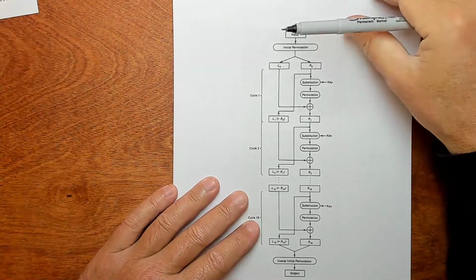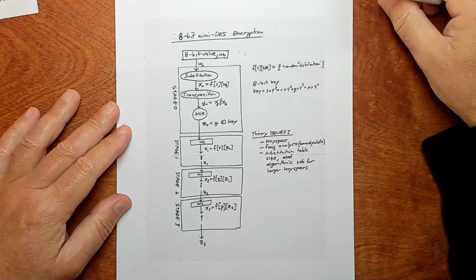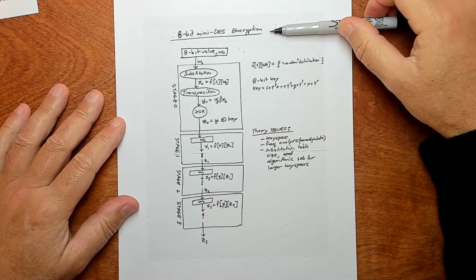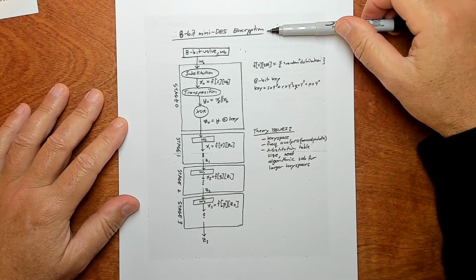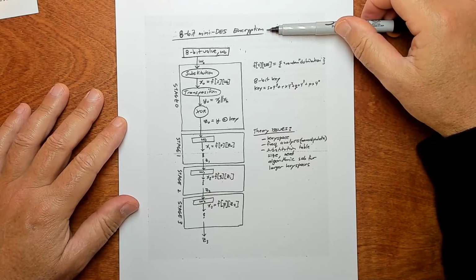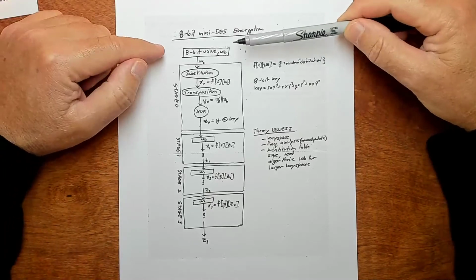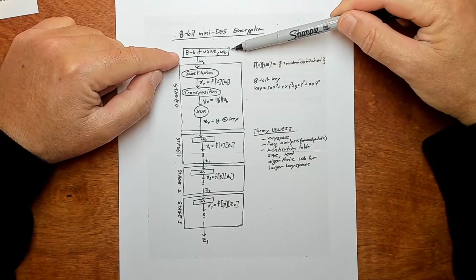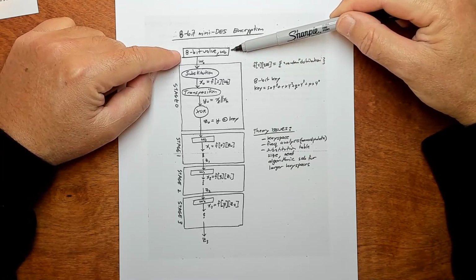So I'd like you to do this. I've got this mini 8-bit implementation that we can implement. So let's walk through this here. We're going to do 8 bits at a time.